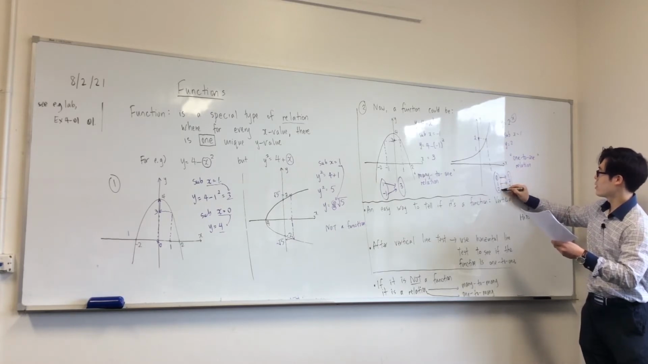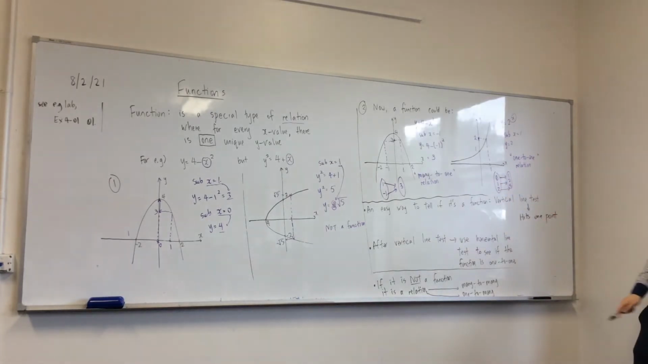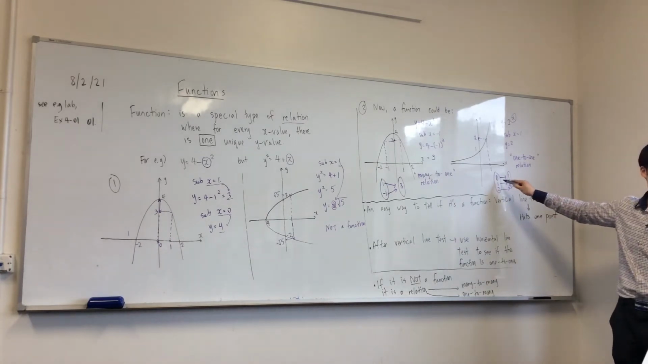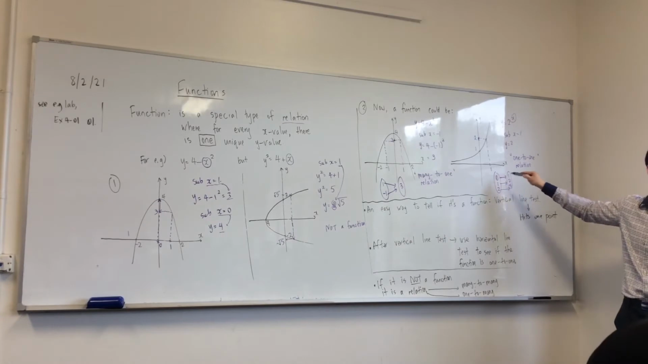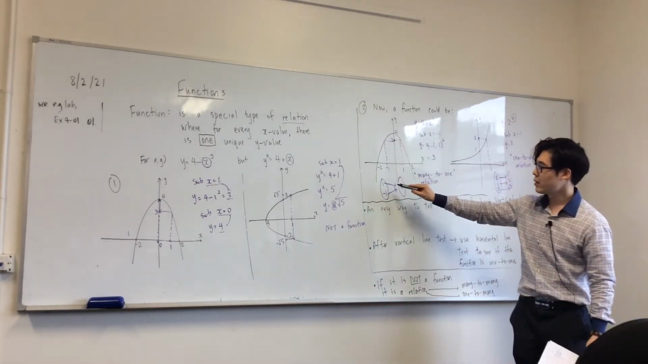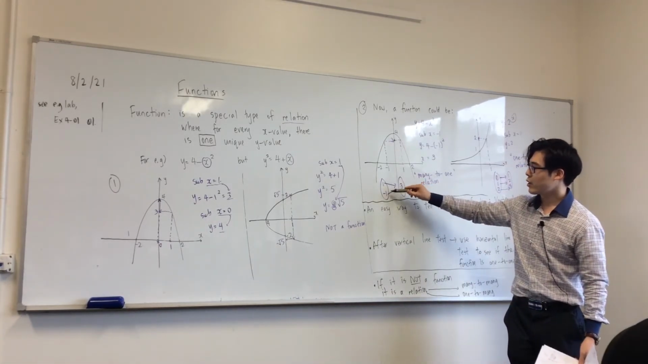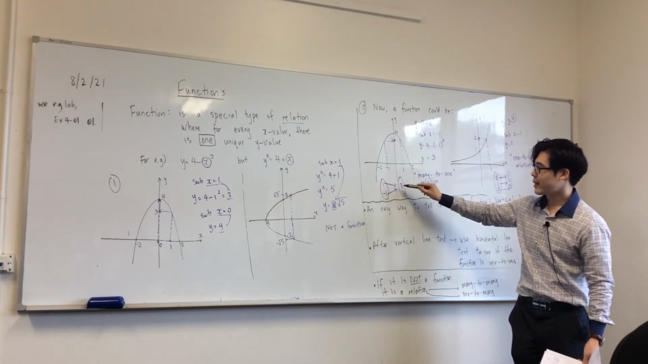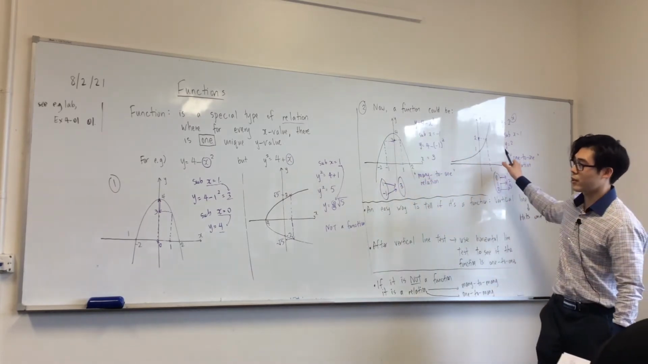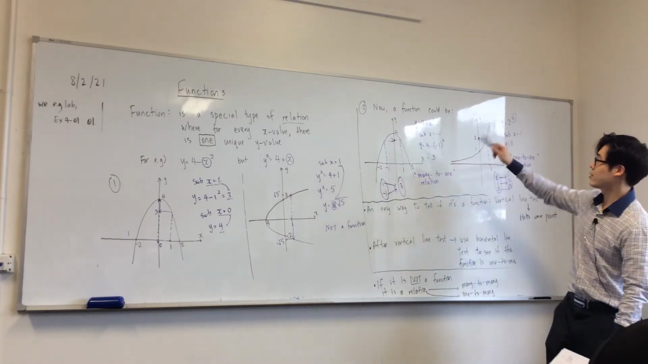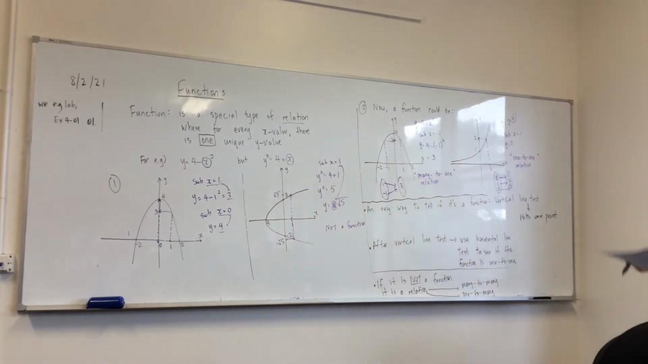So diagrammatically, for each x value, there is one unique y value to each x value. Whereas this one, you've got different x values, but they can also give the same y value. Okay? They're both functions, don't forget that. But these are the 2 different types of function.